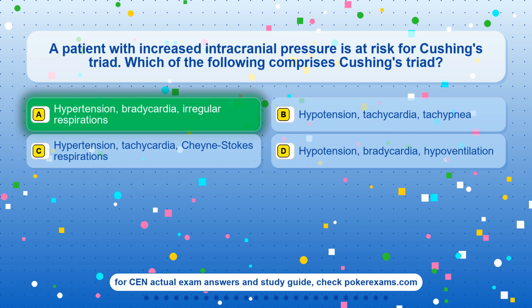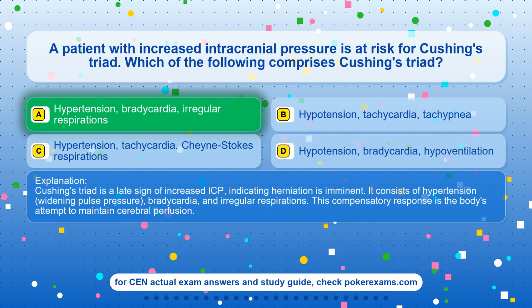The correct answer is option A. Hypertension, bradycardia, irregular respirations. Cushing's triad is a late sign of increased ICP, indicating herniation is imminent. It consists of hypertension, widening pulse pressure, bradycardia, and irregular respirations. This compensatory response is the body's attempt to maintain cerebral perfusion.